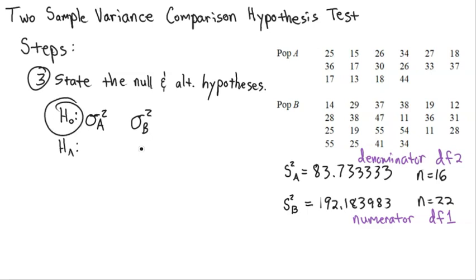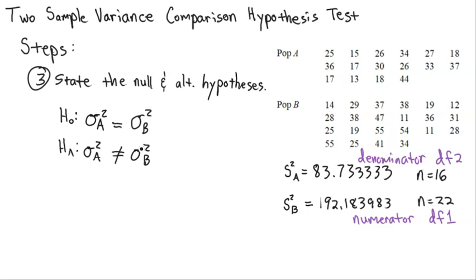And what is our null hypothesis? Well, our null hypothesis is no difference, and that means equals. And then our alternative hypothesis is that the variance from population A is not equal to the variance of population B. Okay, this is going to be the same one every single time. The only thing that's going to change is you might not have A and B here. You might have different letters here. All right, so that's the null and alternative hypotheses.